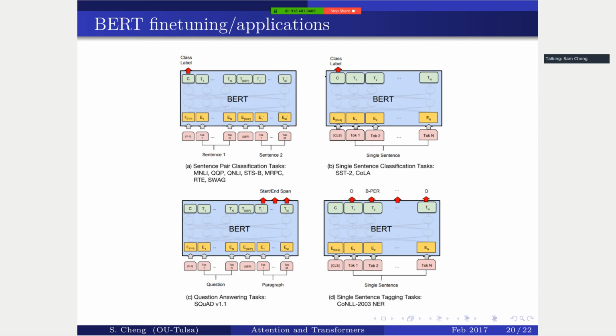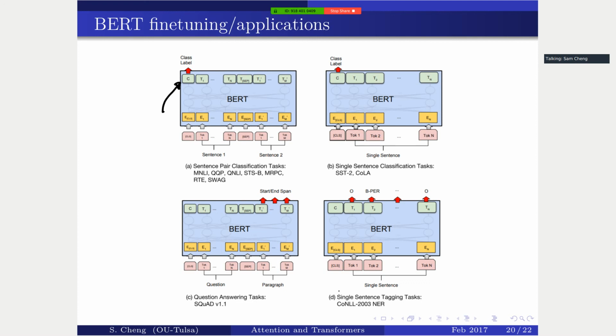You can also do something very similar with a sentence pair. If you have two sentences, you want to, for example, determine whether there is an entailment, where the second sentence is the outcome of the first sentence. Then again, you first have a BERT model, and then you fine-tune it so that the first output is the class label.